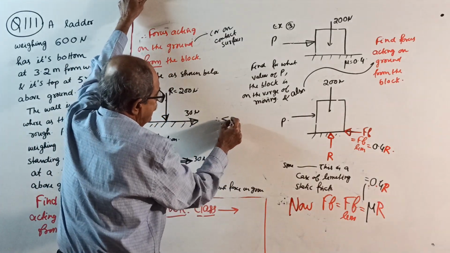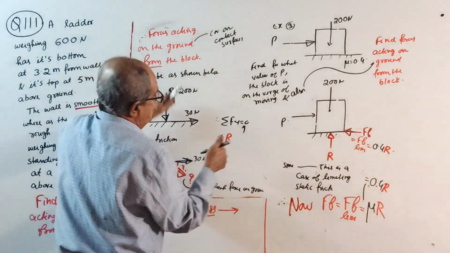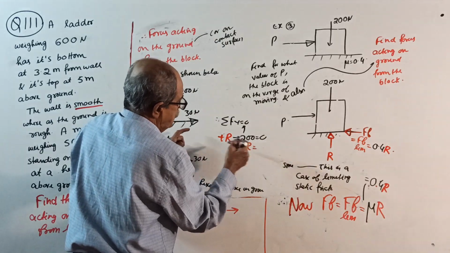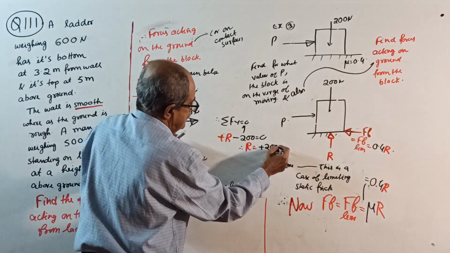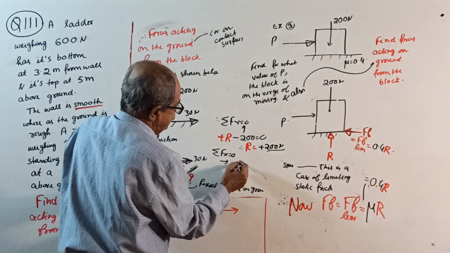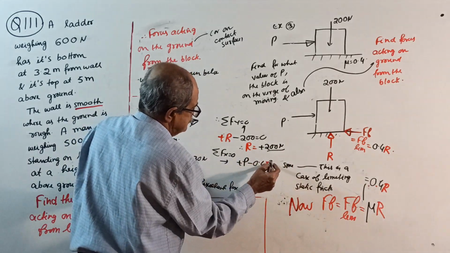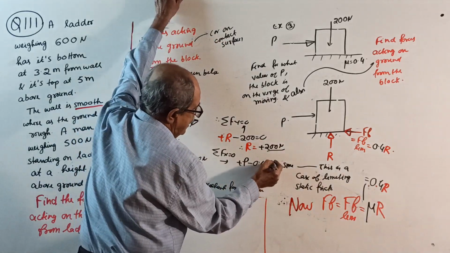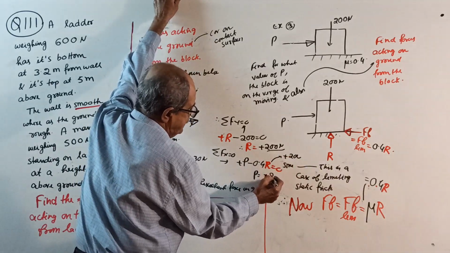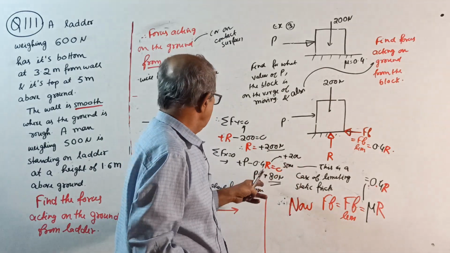Therefore, sigma Fy equals 0, upward positive, you get plus R minus 200 equal to 0. Therefore, R equals plus 200 Newton. And sigma Fx equals 0, taking right side positive, plus P minus 0.4 R equal to 0. Substitute R equal to 200 Newton. You get P equal to plus 80 Newton. Okay, over. Therefore, 80 Newton is P.